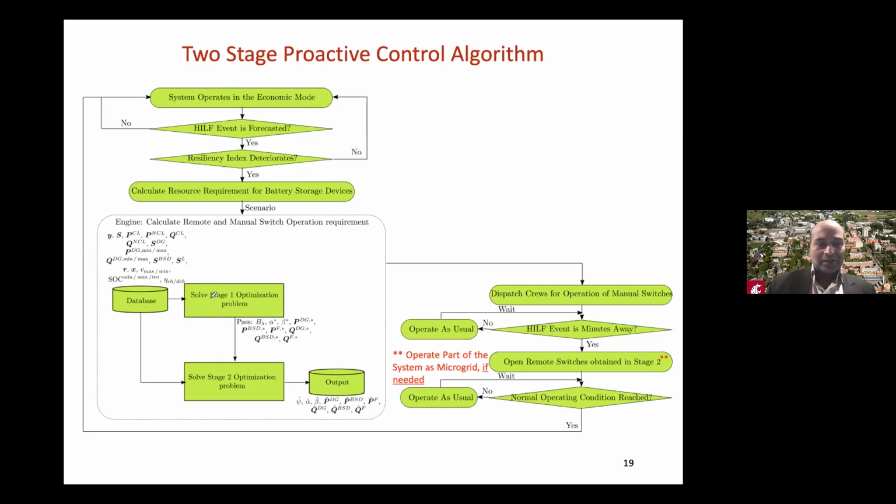And then once we figure it out, we go to stage 2. So of course we send the crew to do it. And in stage 2, we take the remotely operated switches and we operate them just a few seconds or a minute before the event is going to hit.